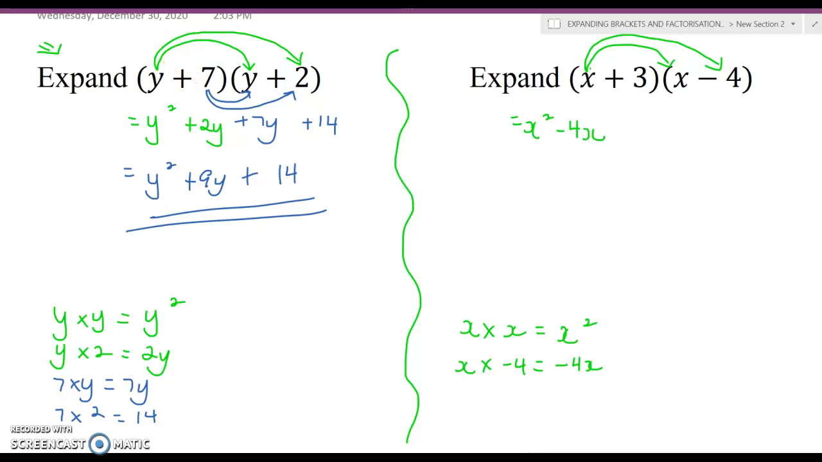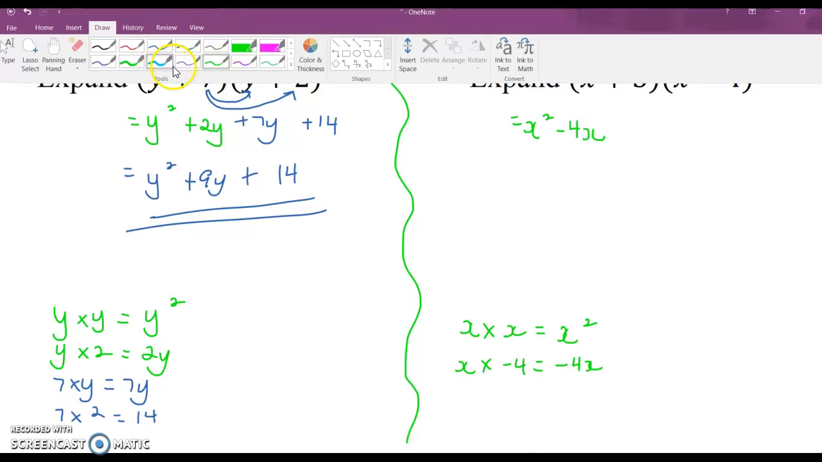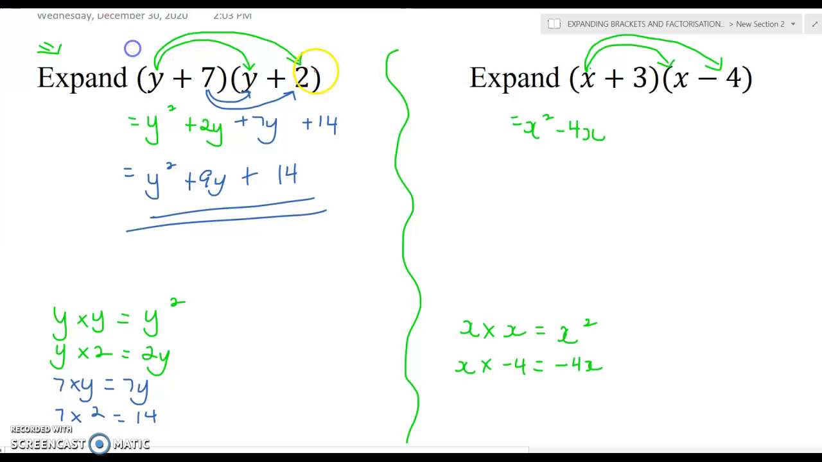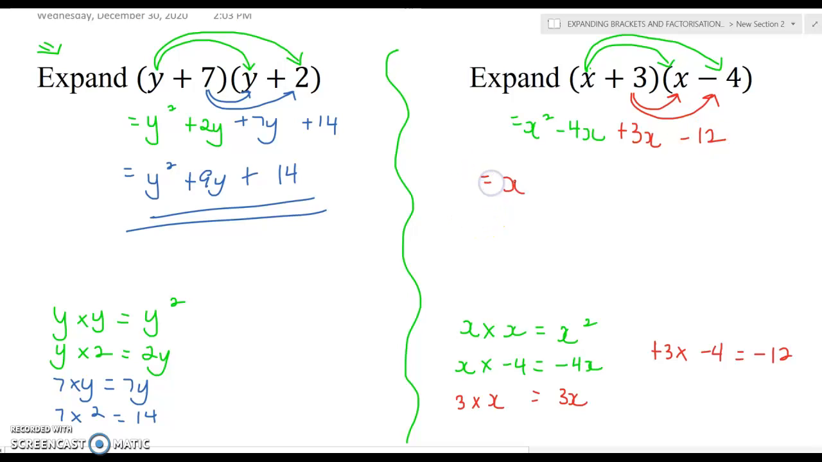And now let's change the color once more so we don't get too confused. Now the inner terms: 3 by x, these are both positive, right? So 3 by x is just 3x, since it's positive. And now we have positive 3 by negative 4. When the signs are different, it's a negative, so it'll be negative 12, right? And now we just simplify, so x squared, and now we need to simplify this piece here.